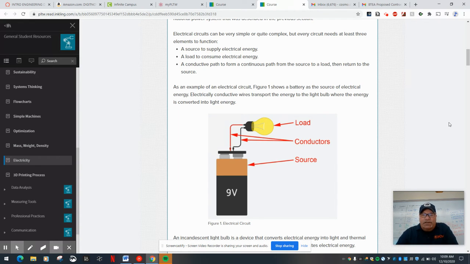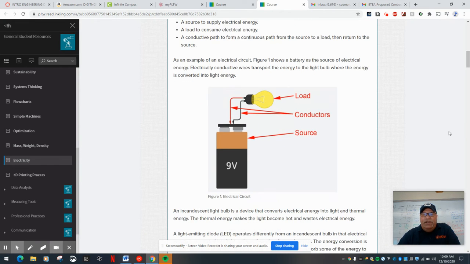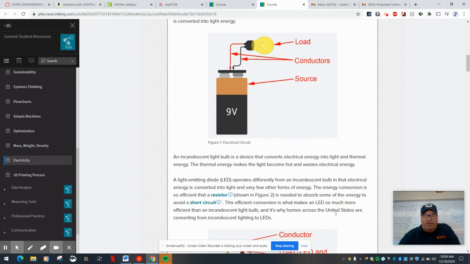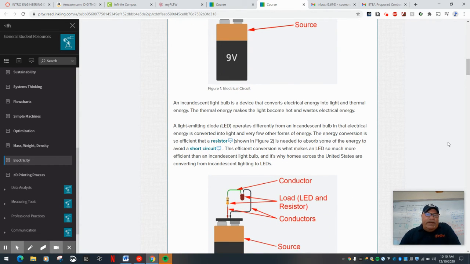There's our source, there's our conductors, and there's our load. Okay, so remember, you have to be able to go back. You need to complete the circuit in order to do that. So an incandescent light bulb is a device that converts electrical energy into light and thermal energy.